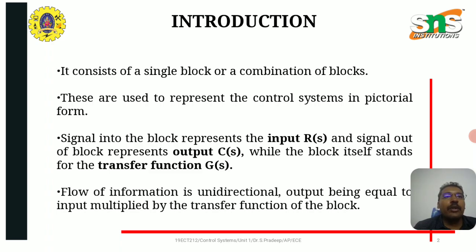Signal into the block represents the input R(S), and signal out of the block represents the output C(S), while the block itself stands for the transfer function G(S). Flow of information is unidirectional, output being equal to input multiplied by the transfer function of the block.